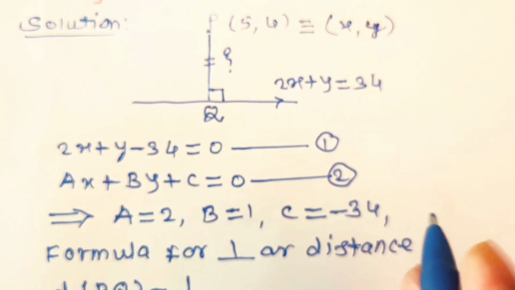Modulus value of -20 upon square root of 5 is nothing but +20 upon square root of 5, because distance is always positive. Hence this is the answer. Let us solve the second sum.